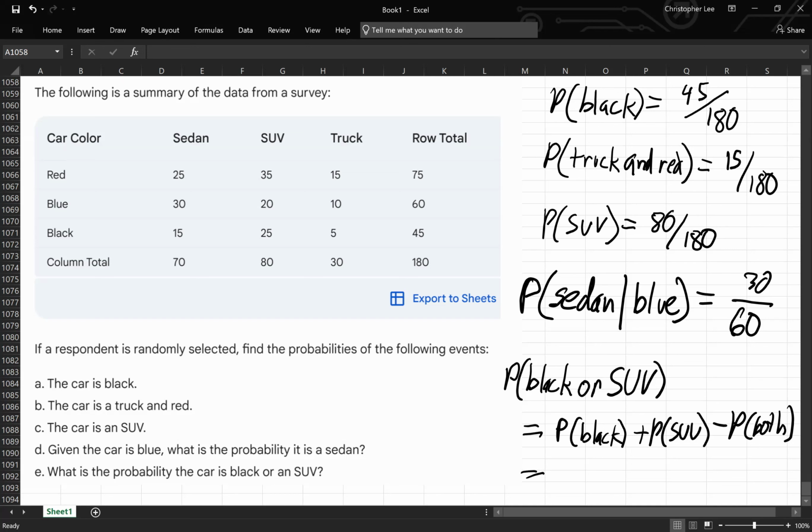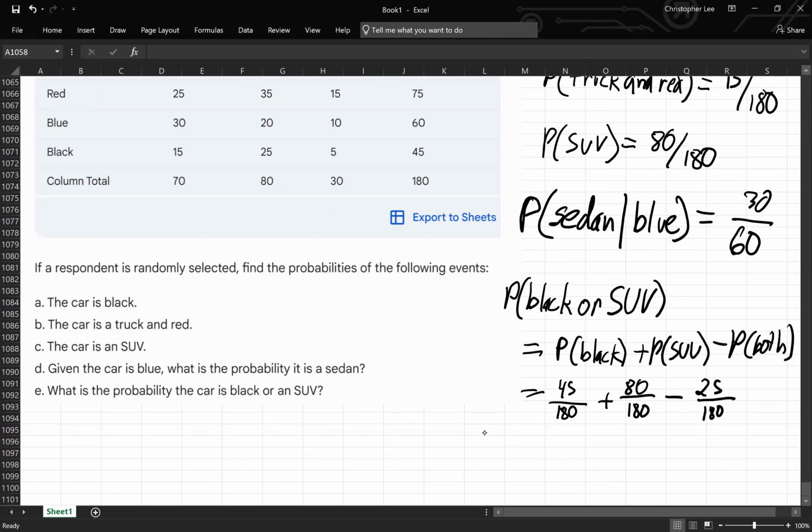So black is what? 45, good, over what? 180, good. Plus, what's the probability of SUV? 80 over 180, good. And then minus, what's the probability of black and SUV at the same time? 25. Over 180. Perfect. Hold on, I don't even have enough space. So 100 over 180.